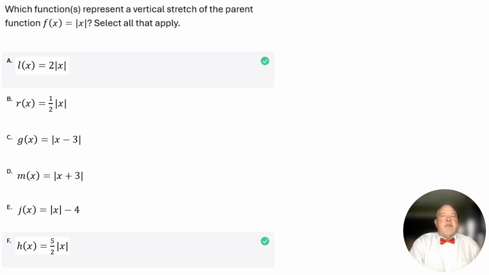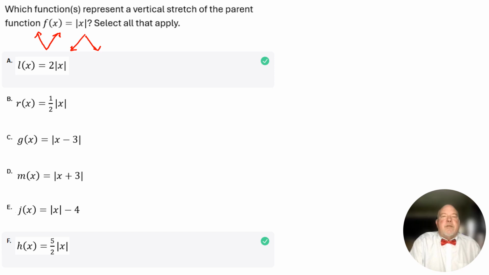All right, so this question says which function or functions represent a vertical stretch of the parent function f of x equals the absolute value of x. So let me first say the parent function for an absolute value looks like a V, like this. And it can either look like that or it can be upside down and look like that.